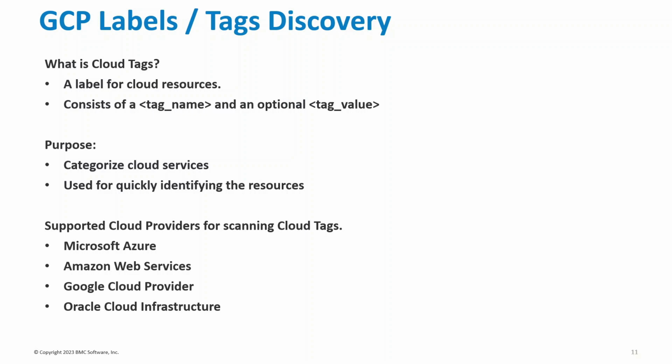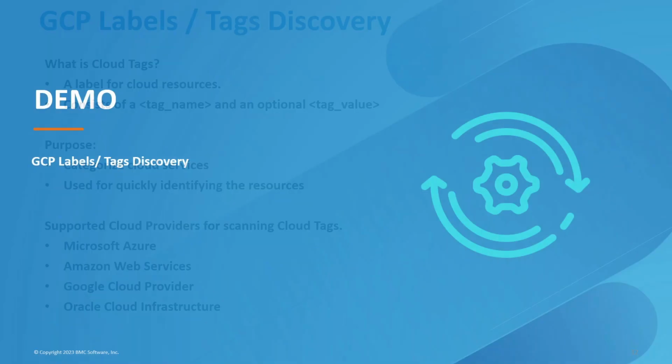The purpose of using the cloud tags or the labels is to categorize the cloud services and the resources. It is also used to quickly identify the resources which you have configured based on the labels. BMC Discovery supports these cloud providers for scanning the cloud tags or labels. Azure, AWS, Google, and Oracle are some of the major cloud providers.